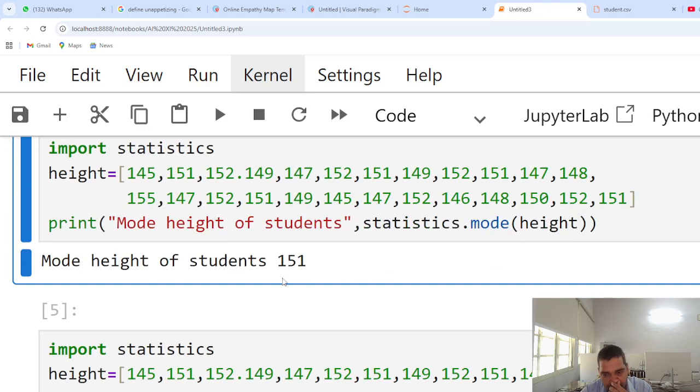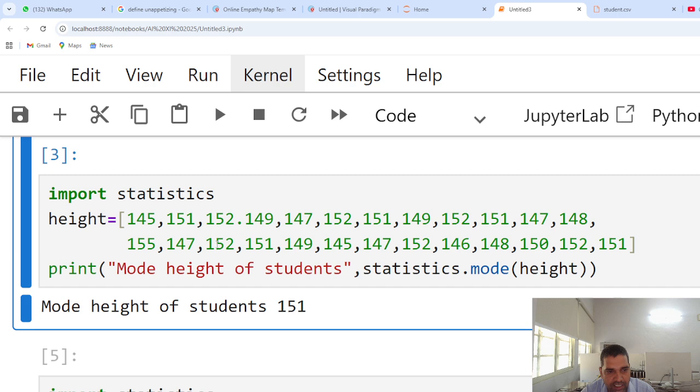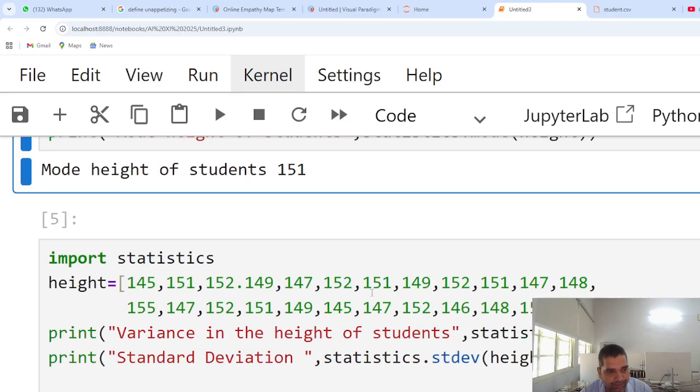Similarly, here is the mode of the height of the students, 151. Mode means the most frequently occurring data. Here, the number of students whose height is 151 is more, so in the class more students have a height of 151. You can see how many cases there are: 1, 2, 3, 4, and 5. So 5 students have a height of 151. This becomes the mode.